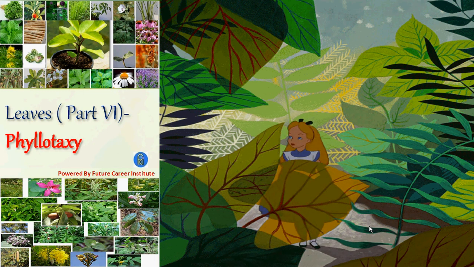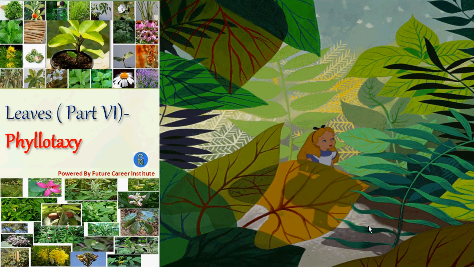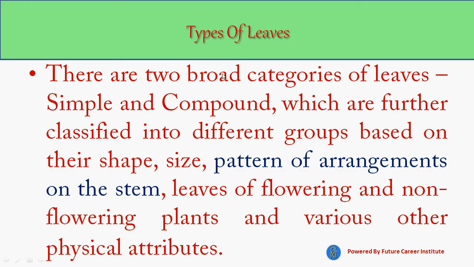But before getting into the details of phyllotaxy, let us first take a look at the different types of leaves. Types of leaves. There are two broad categories of leaves, simple leaf and compound leaf. They are further classified into different groups based on their shape, size, pattern of arrangements on the stem, leaves of flowering and non-flowering plants, and various other physical attributes. Today, we are going to discuss the pattern of arrangement of these leaves on the stem.